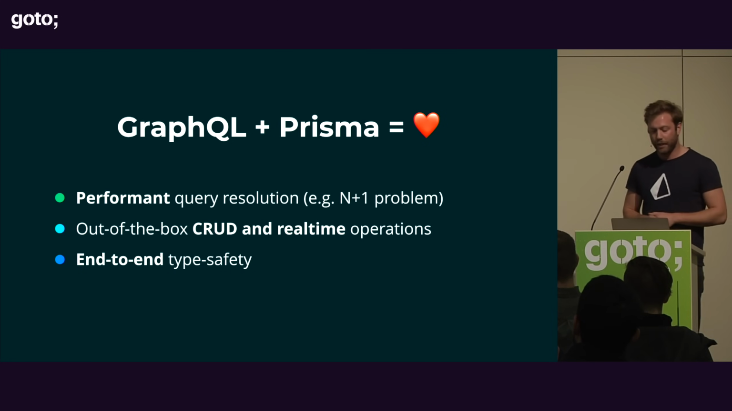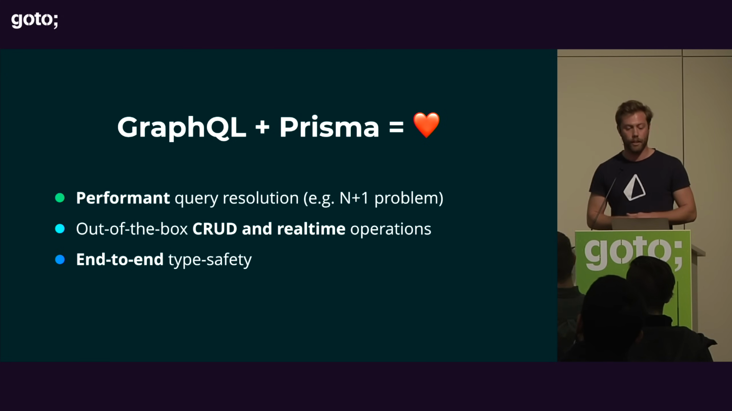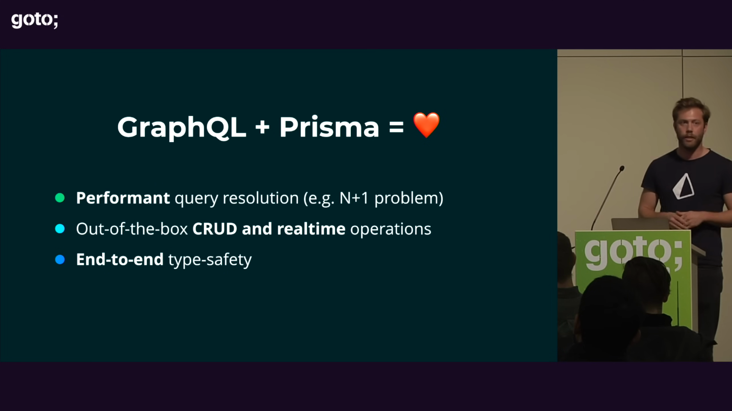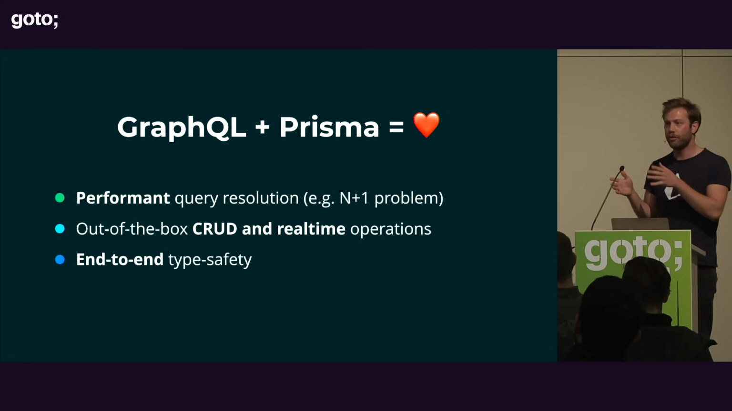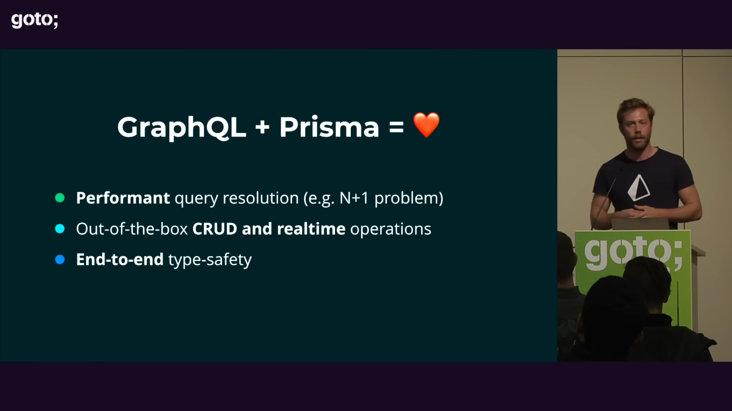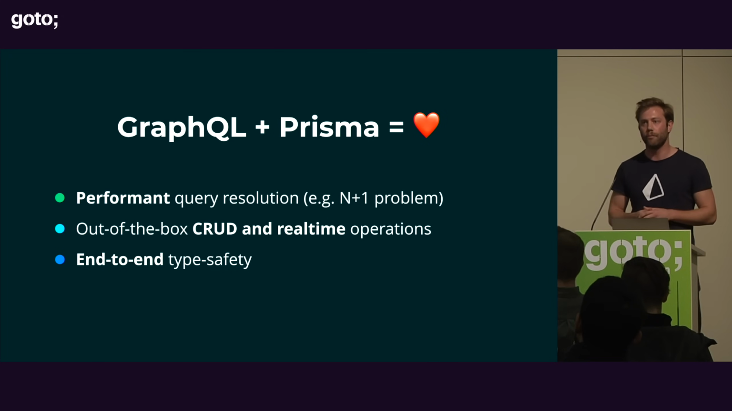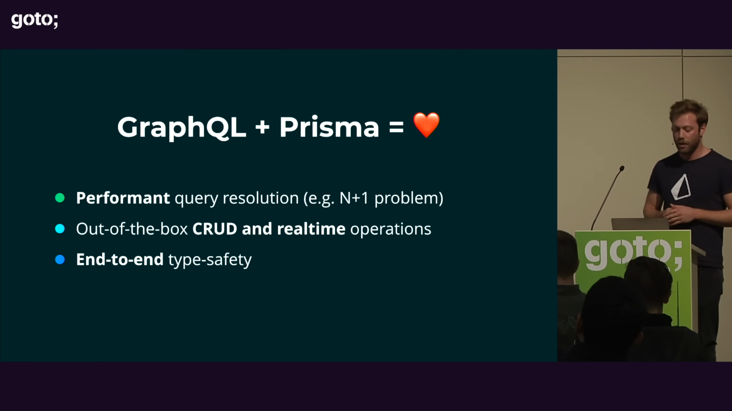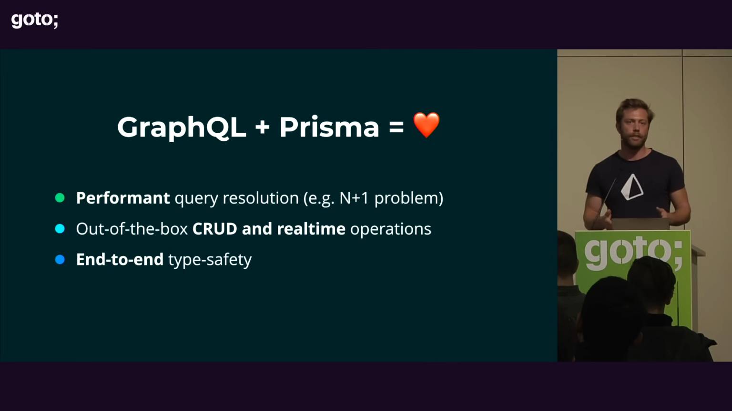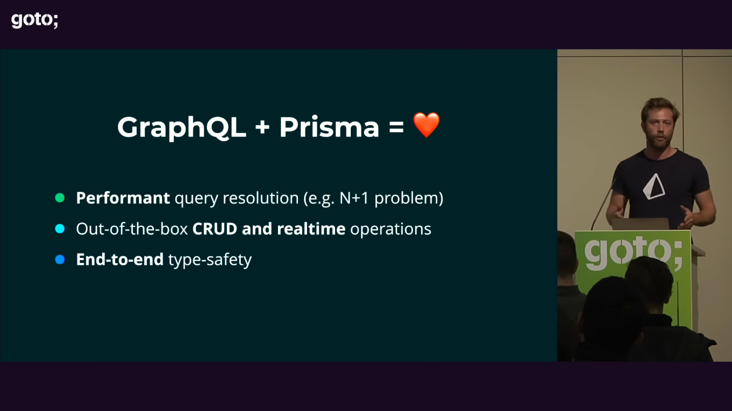And then again, the point about end-to-end type safety. So you can use Prisma also to build a REST API or some kind of other tool where you would maybe otherwise use a traditional object relational mapper. But this end-to-end type safety approach is something that you can really only get with GraphQL. And that's what we're trying to enable.